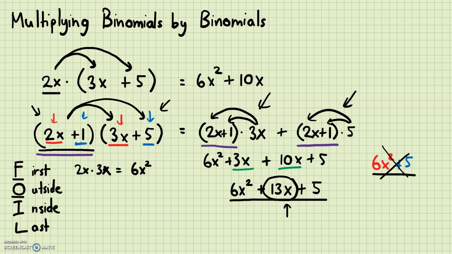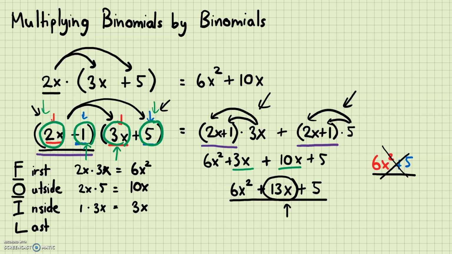Then we do the outside. Outside terms means this one and this one. These are on the outside. So we multiply the outside terms together: 2x times 5, that's going to equal 10x. And then we multiply the inside terms together. Inside terms, these ones, 1 and 3x. 1 times 3x, which is going to equal 3x.